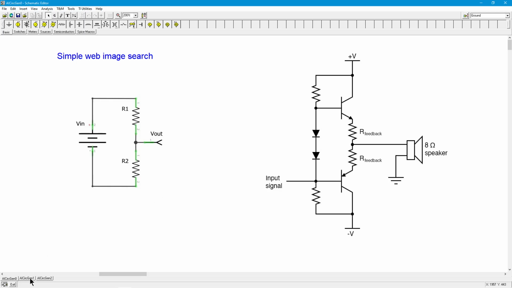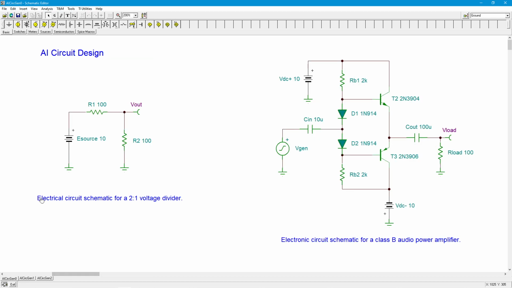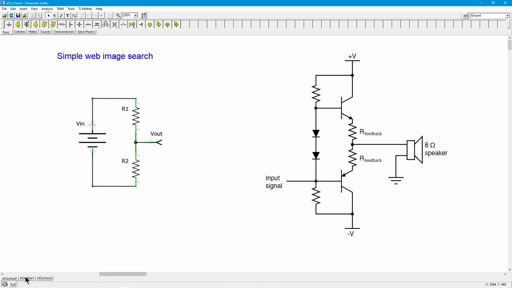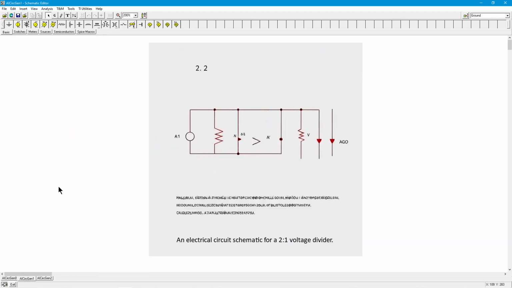And here we go. I went to one of the more popular AI sites, I forget the name of it, and put in that prompt. The prompt I put in was this: an electrical circuit schematic for a 2-to-1 voltage divider. And what I got was this. So I don't think so, right?